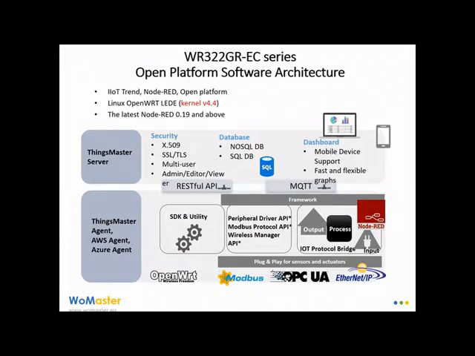Next, this page is about the software architecture of the WR322GR-EC. The OS is the Linux OpenWRT LEDE we just mentioned. Kernel is the 4.4. Based on this architecture, we integrate the security database and some APIs in it. And of course, a NodeRED built-in in this the open platform.